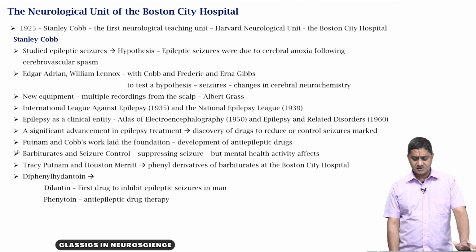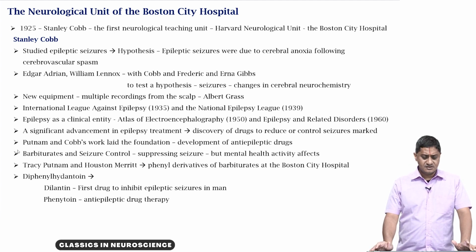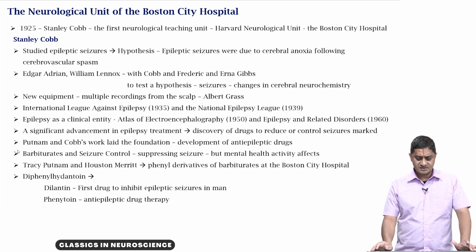That was the initial hypothesis. There were also other scientists like Edgar Adrian, William Lennox and others, in collaboration with Frederick and Erna Gibbs and a whole bunch of other scientists who worked with Stanley Cobb, to test a hypothesis that maybe seizures are due to changes in the brain, specifically changes in the cerebral neurochemistry.